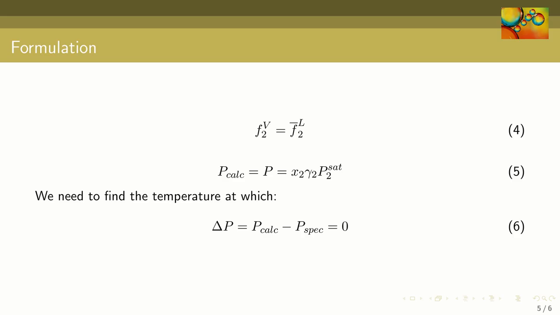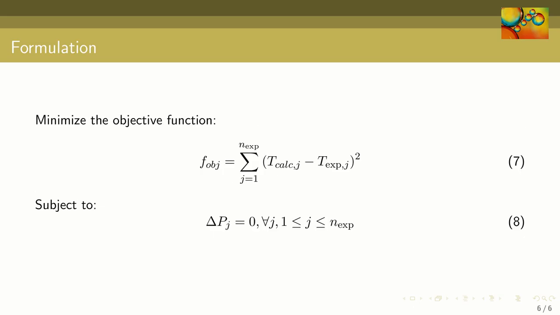In summary, our parameter fitting problem is as follows. Our objective function, the function we need to minimize, is the summation of the squared deviations in temperature between the calculated and experimental temperatures. This minimization problem is subject to constraints, and these constraints impose that the calculated pressure should match the experimental pressure, which is the atmospheric pressure, at all points.